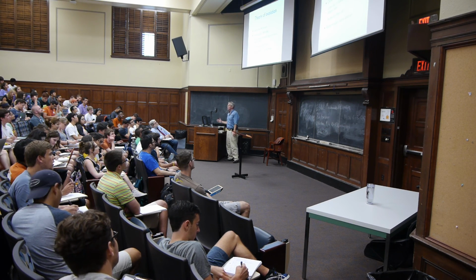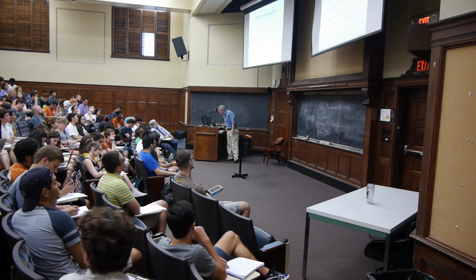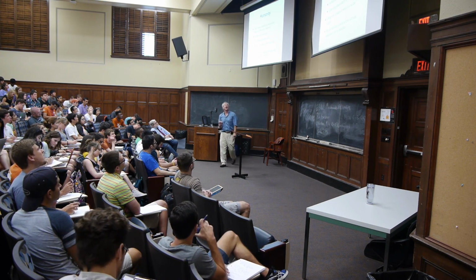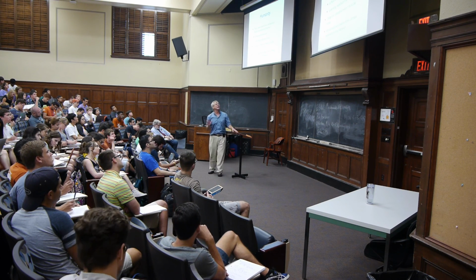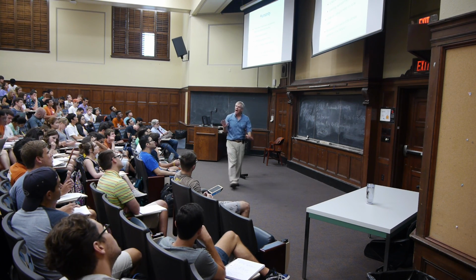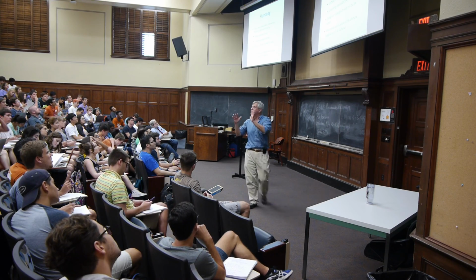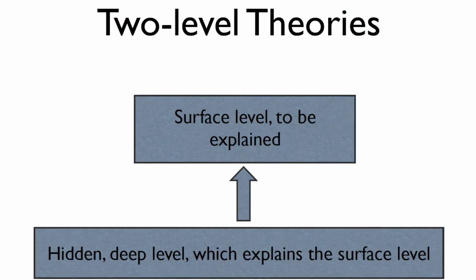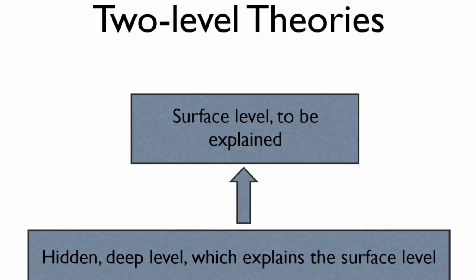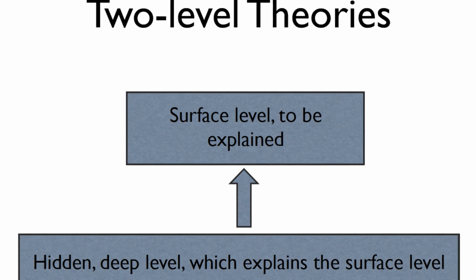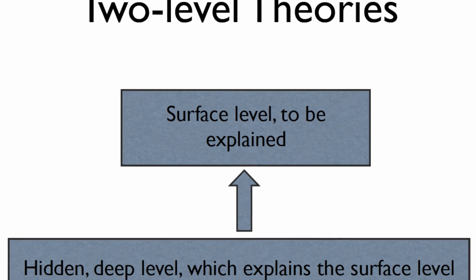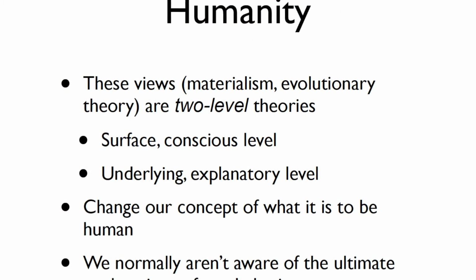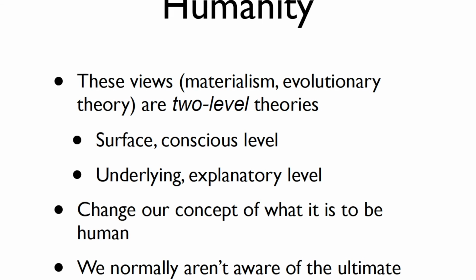Well, later on in the century, there are different theories, the theory of evolution, for example, but here is the bottom line. These views, materialism, evolutionary biology, a variety of other Enlightenment views, and as we'll see later embellishments on them, which the 20th century provides, do imply that there are two levels. There is this surface conscious level of the world as it seems to us, and of ourselves as we see ourselves, and then an underlying explanatory level. They change our concept of what it is to be human.